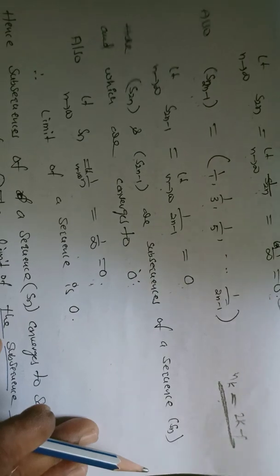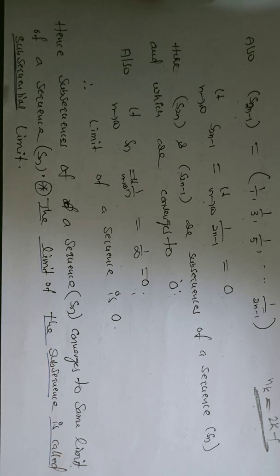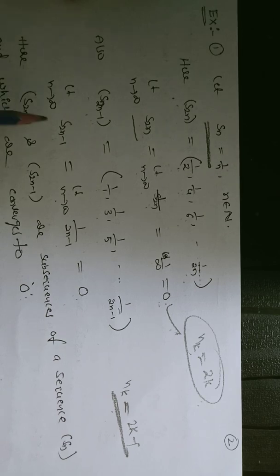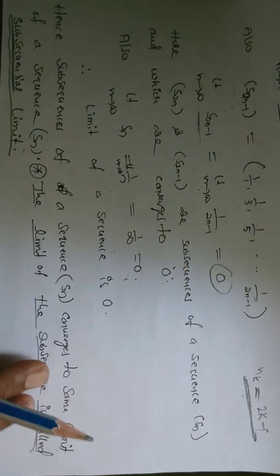This is the example for the above theorem statement. Hence, a subsequence of a sequence Sn converges to the same limit as the sequence Sn. The limits of the subsequences are called subsequential limits. Here the subsequences are S2n and S2n minus 1. These two are the subsequences, and the limits of these subsequences is 0. So these limits are called the subsequential limits of the sequence Sn.